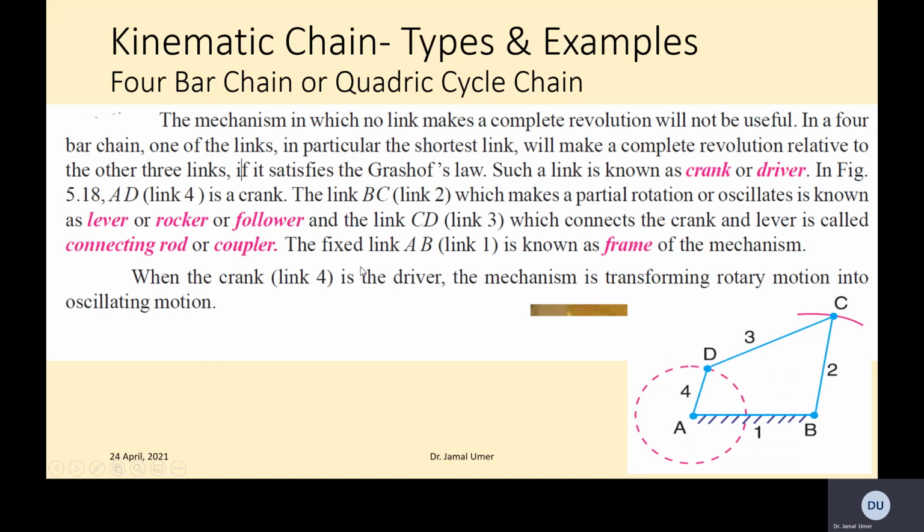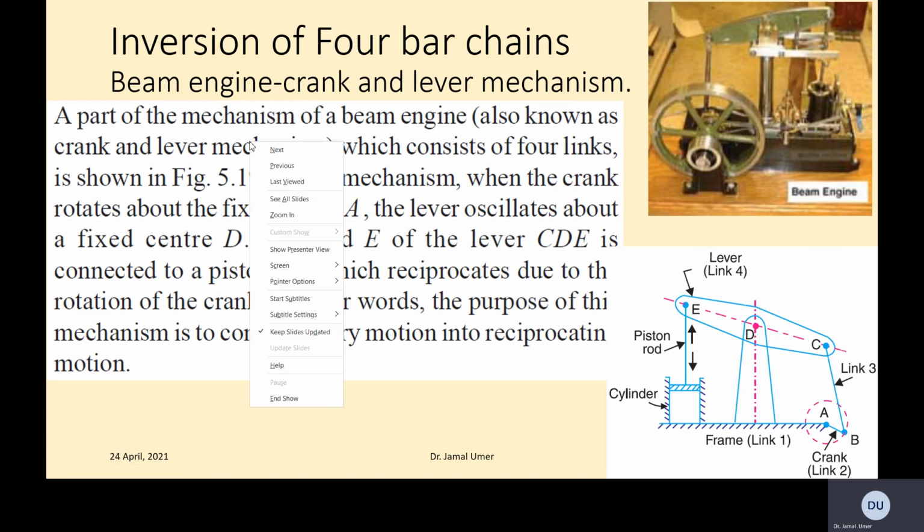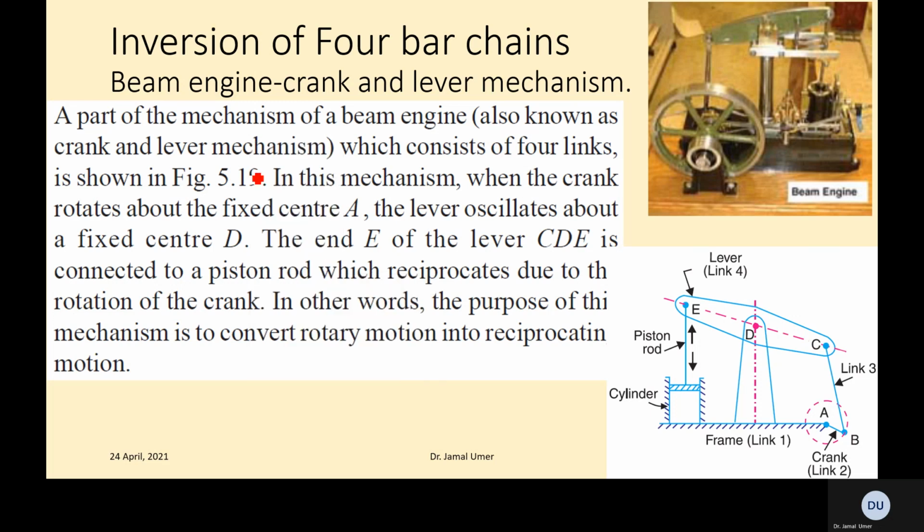All right, so continuation of that. Now we are discussing the inversions of the 4-bar chain. So we have the beam engine. This is one of the examples: the beam engine and crank and lever mechanism. This is the first inversion of the 4-bar chain. A part of the mechanism of a beam engine, also known as the crank and lever mechanism, consists of 4 links. So we still have 4 links here, as shown in figure 5.19.